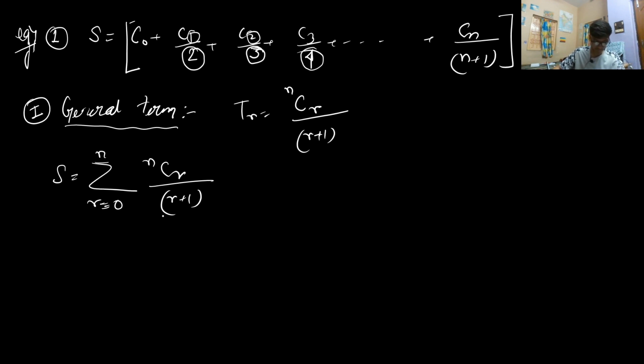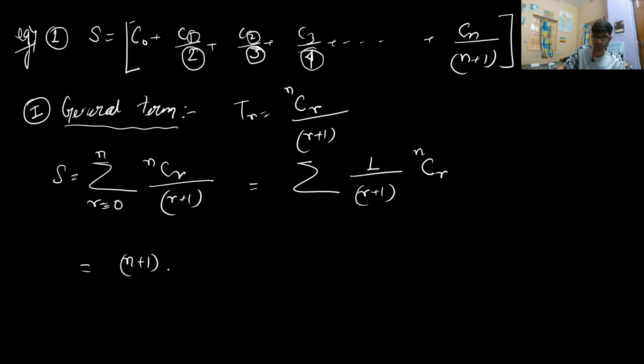So how to solve this particular problem? Now let us write this particular summation as 1 by r plus 1 into nCr. What I will try to generate in this fashion is that I will multiply and divide by n plus 1, because it is n over here. So if I multiply with n plus 1 divided by r plus 1, then I also have to divide by n plus 1.